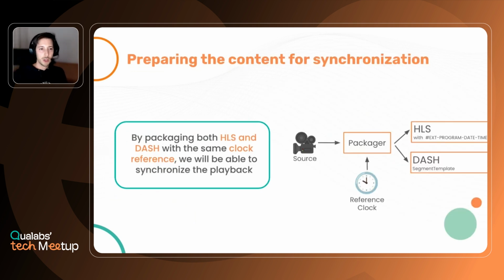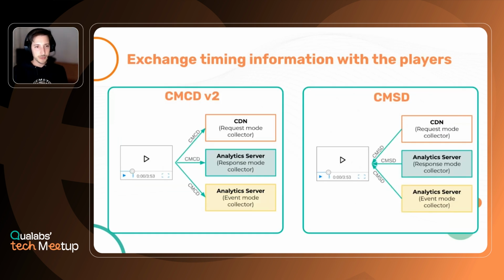So for preparing the content, all we need is to package both HLS and Dash with the same clock reference. So we need to create the segment numbers and also put the EXT-X-PROGRAM-DATE-TIME at the same time with a reference clock that could be, again, for example, that clock that we just saw from Akamai. And that's everything we will need in the content to be able to synchronize it.